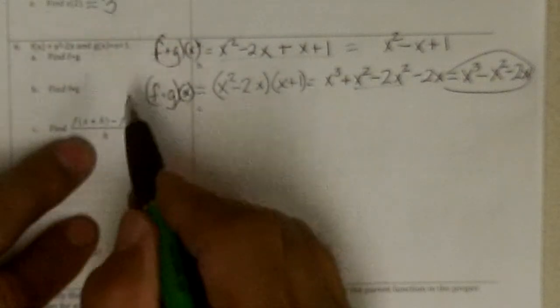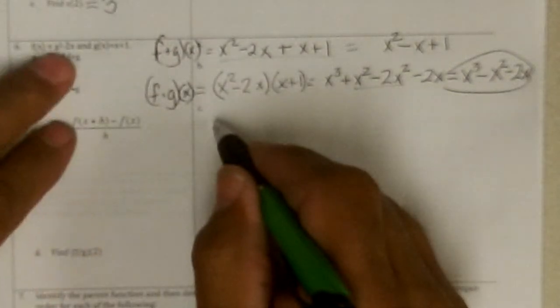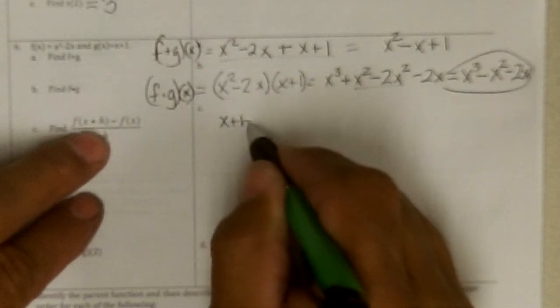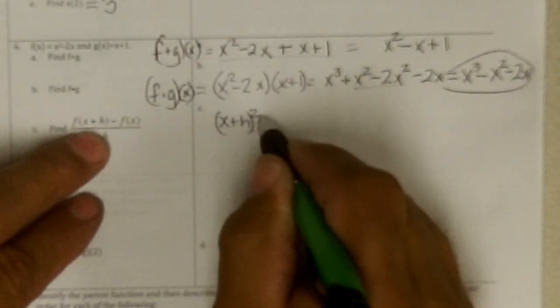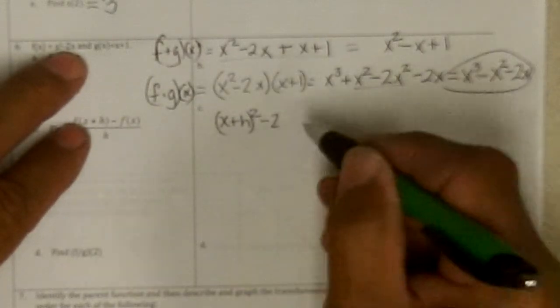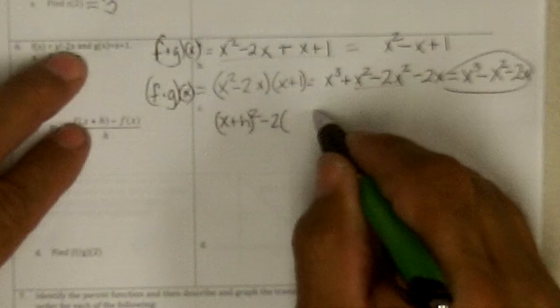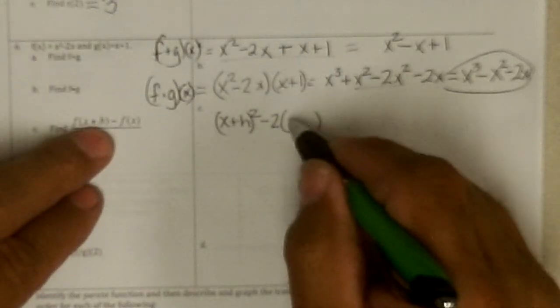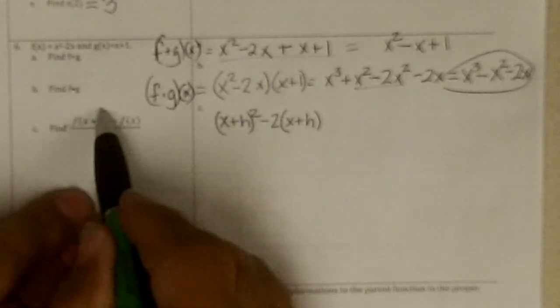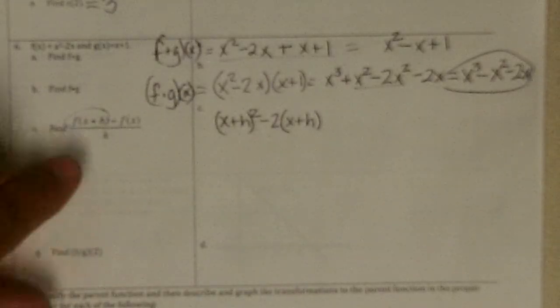F of x plus h. So that's x squared, so it's going to be x, replacing that x with x plus h, it's going to be x plus h squared, but that's not all of f of x. It then says minus 2 times x, but we're replacing the x with x plus h. So that's all of f of x plus h.